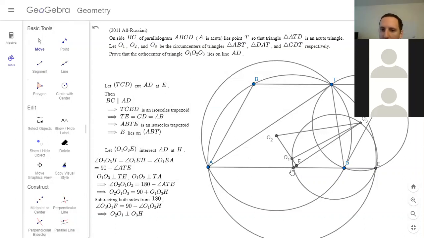Well, I guess we also want to know that if we could show O1H is perpendicular to O2O3, that would solve it. So if we could show O1H is parallel to TD, and that might just be an angle chase, because angle O1HA is equal to angle O1O3E.